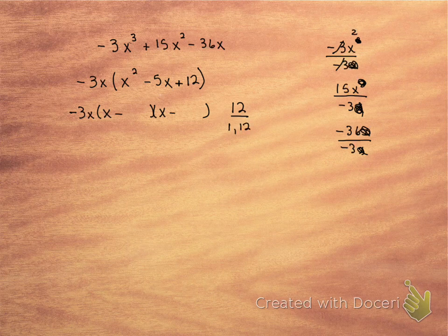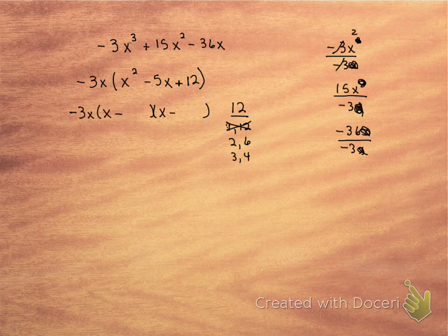1 times 12 is 12. 2 times 6 is 12. 3 times 4 is 12. And then we would just be repeating 4 times 3, 6 times 2, etc. Well, there's no way that we can combine 1 and 12 to get a negative 5. That ain't going to work.